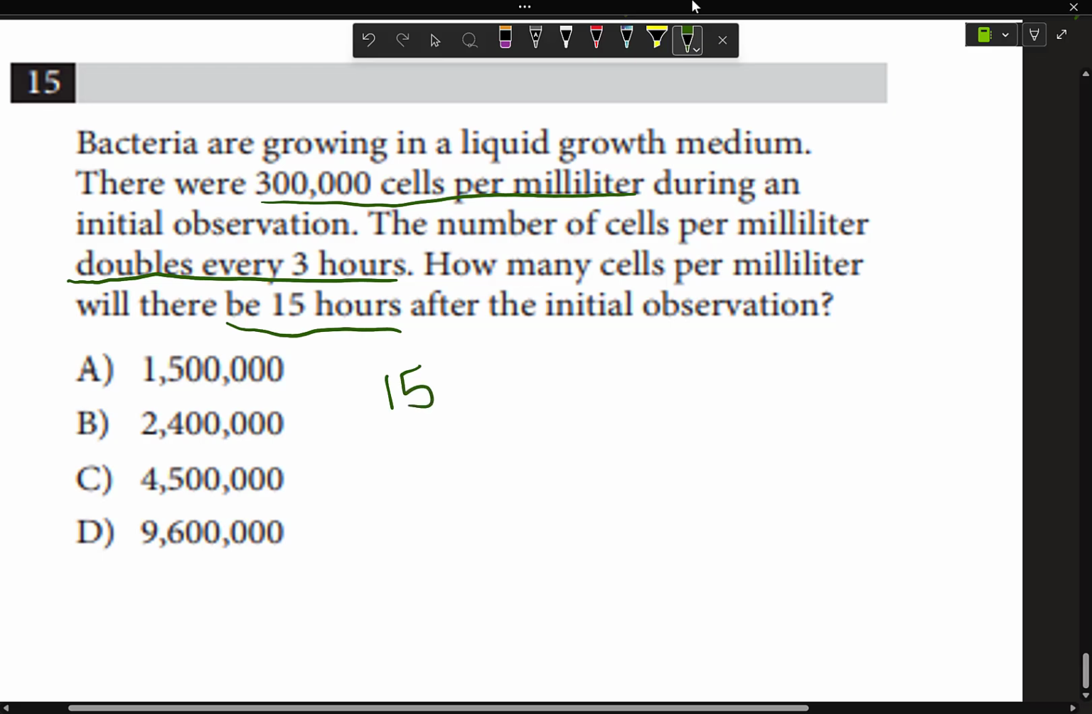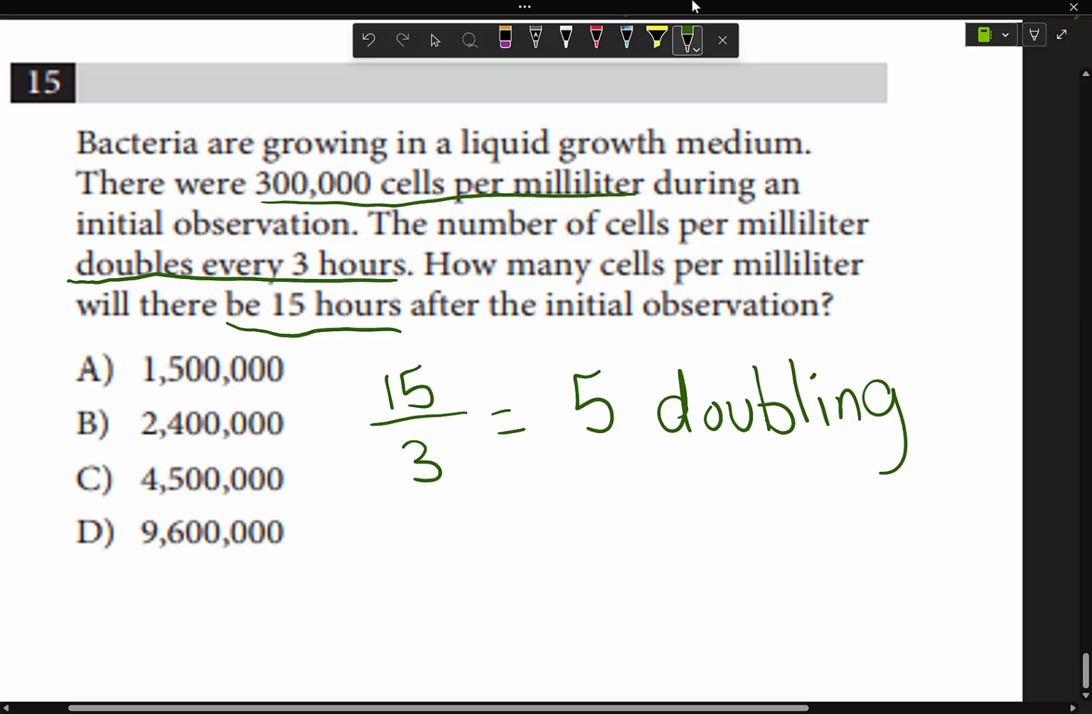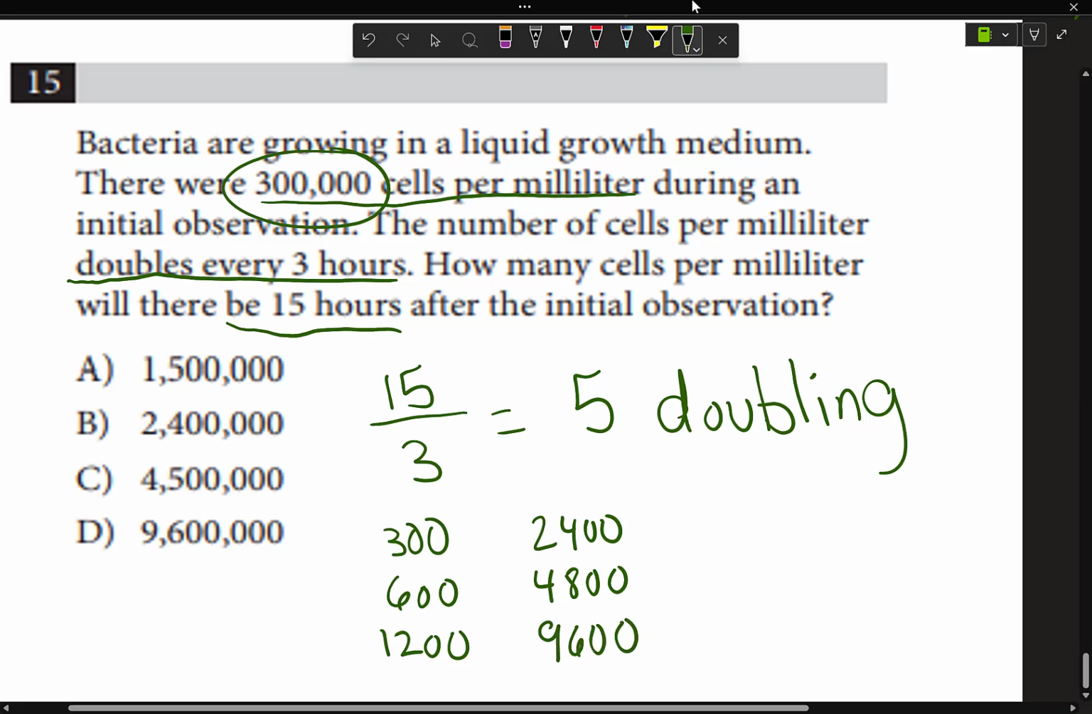So 15 total hours, but if we divide that by 3, we get 5. So that means we have a doubling pattern that has occurred 5 times. So the quickest way to do that is just take this number and double it 5 times. So we could multiply by 2 in the calculator, but let's just do this the old-fashioned way. 300 doubled once is 600, doubled twice is 1200, doubled 3 times 2400, doubled 4 times 4800, doubled 5 times 9600, with all the added zeros on there that we took out.